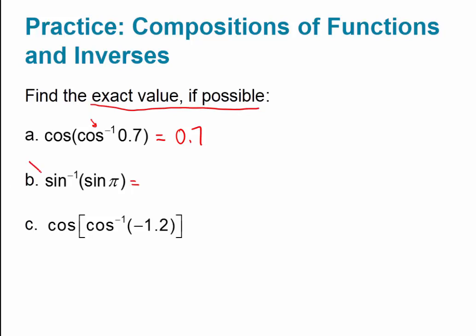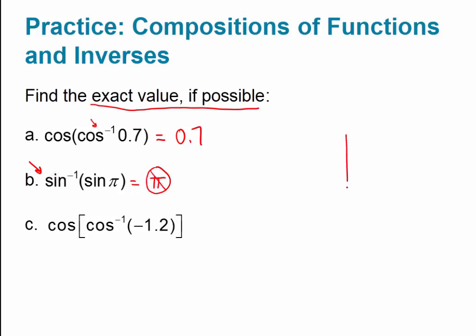Okay, let's take a look at B. And you might be tempted to say that sine inverse of sine of pi is just going to be pi. But I think that would be an incorrect answer here. And let's take a look at why that would be the wrong answer. The reason that's the wrong answer is because we had to restrict the sine inverse only between negative pi over 2 and pi over 2. So we can't output a value from sine inverse that's pi.